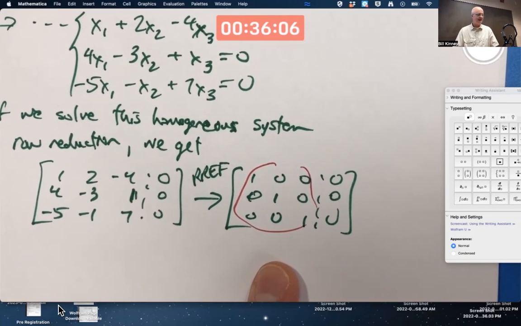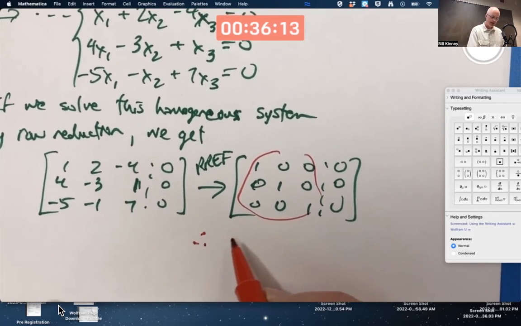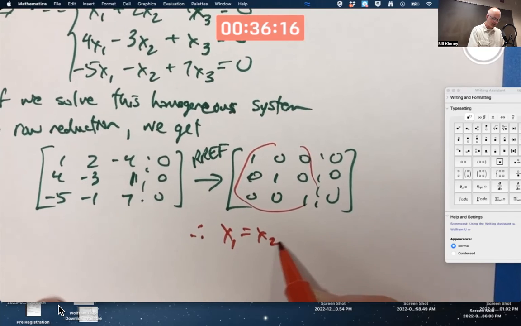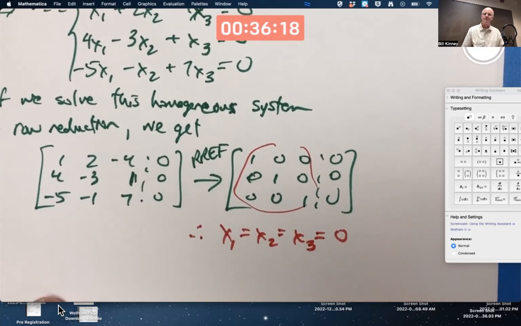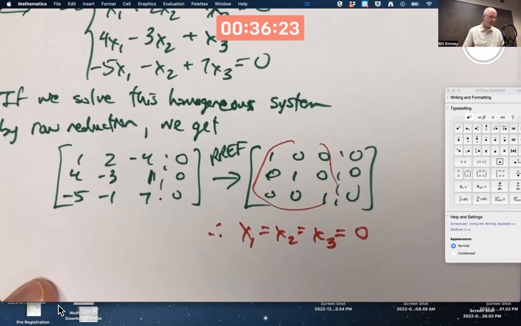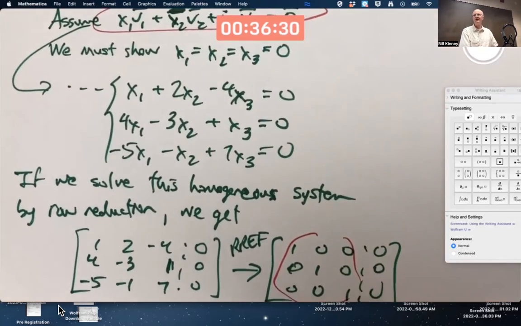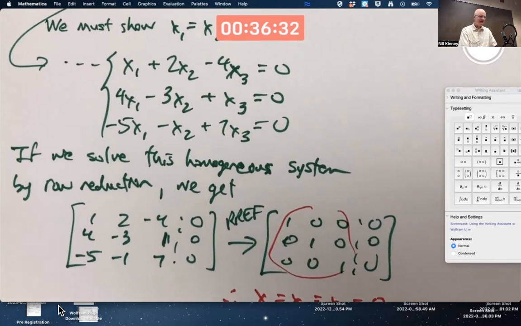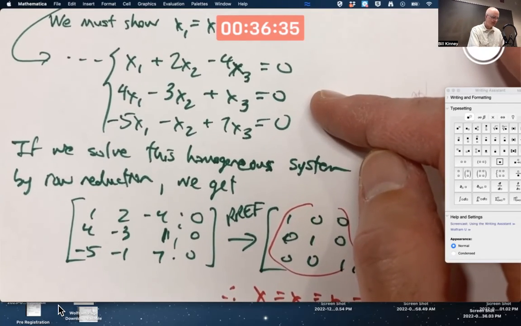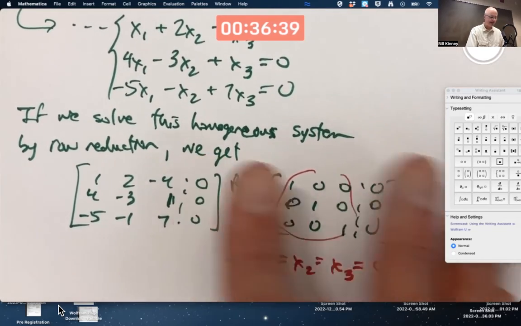There's no free variables. X1 must be 0, X2 must be 0, and X3 must be 0. Therefore, X1 equals X2 equals X3 equals 0. And that's enough to prove that those original vectors are linearly independent. Am I looking for quite so much in your homework? Not necessarily. You don't have to rewrite the system. You could say, I'm just going to row reduce the coefficient matrix and see that I get the identity matrix.